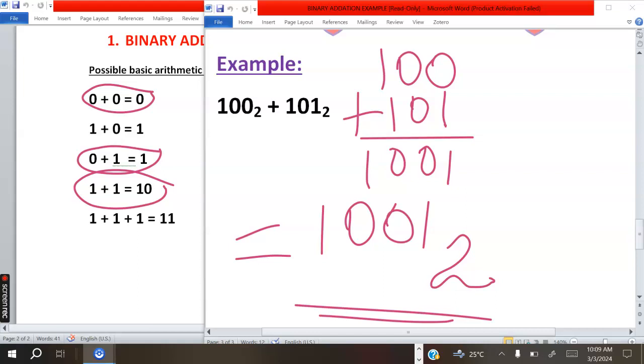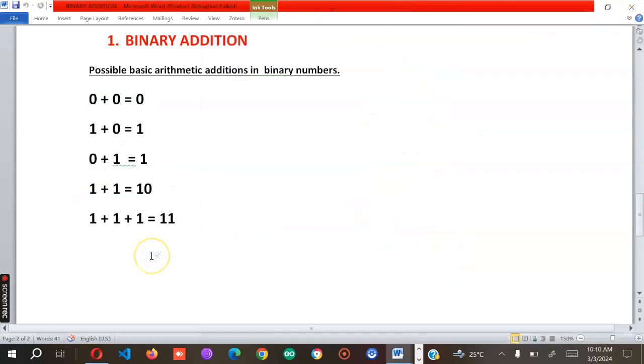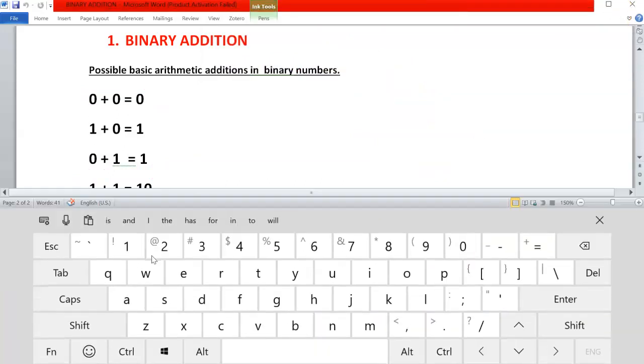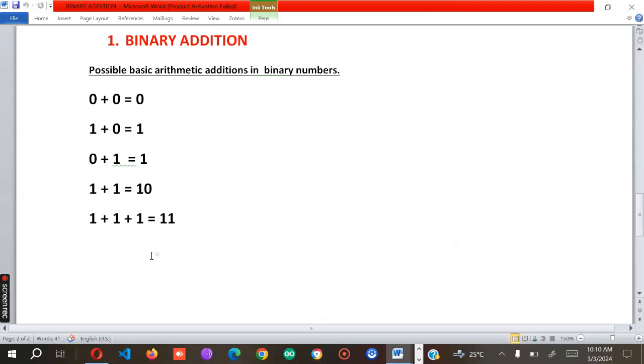It is very easy as long as you are able to interpret 1 plus 1 is equal to 1, 0; 1 plus 0 is equal to 1; 0 plus 0 is equal to 0; 0 plus 1 is equal to 1; 1 plus 1 is equal to 1, 0; 1 plus 1 plus 1 is equal to 1, 1. Okay, having done that, in the next video, I will show you how to subtract the binaries.